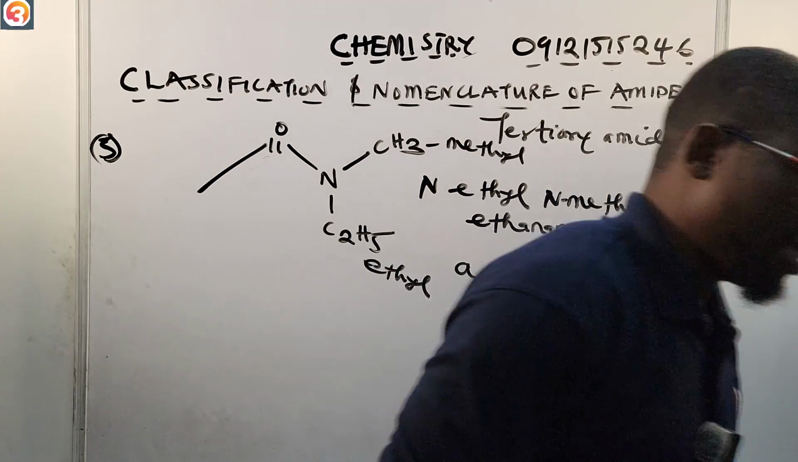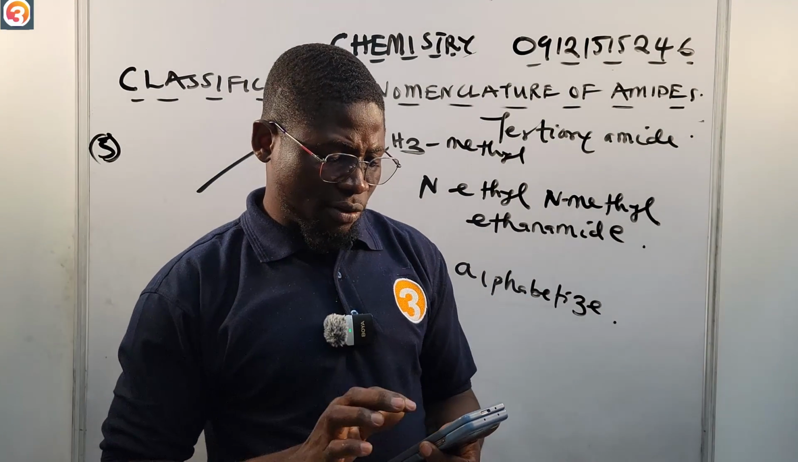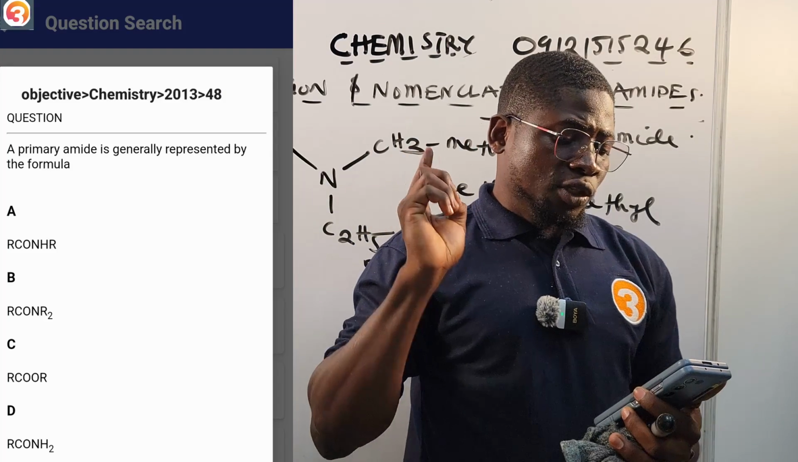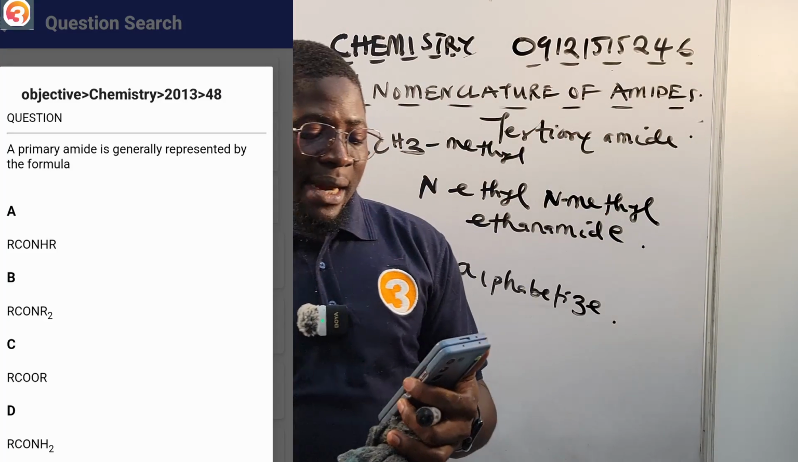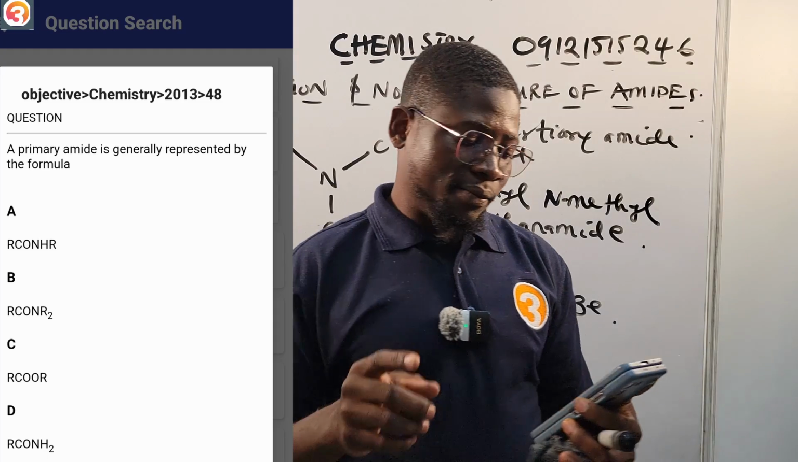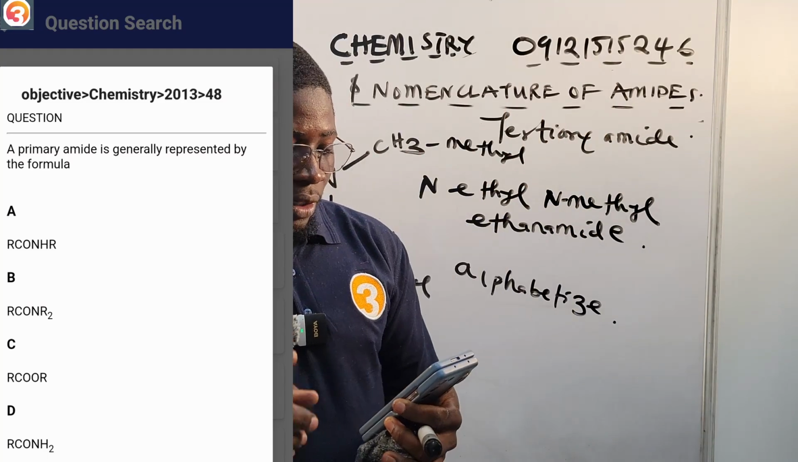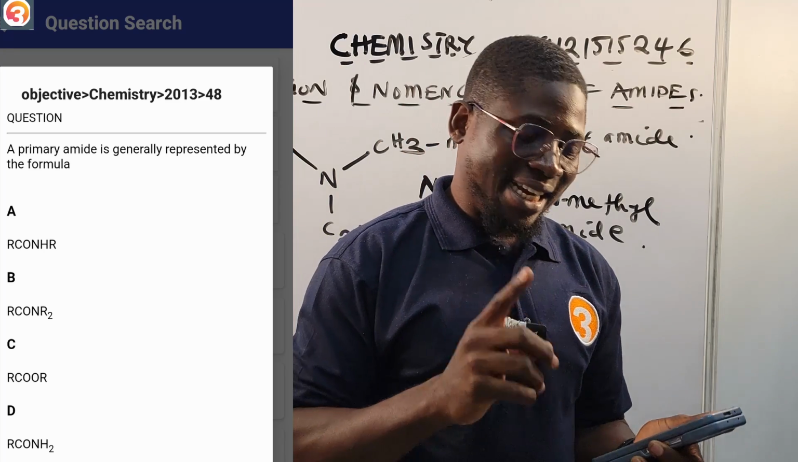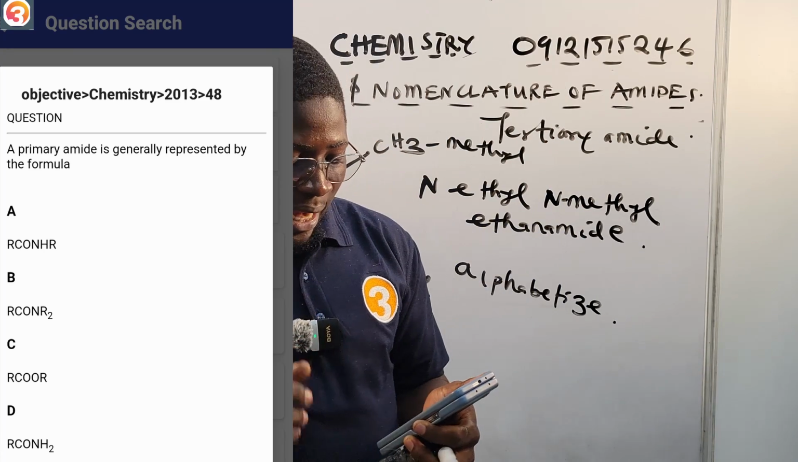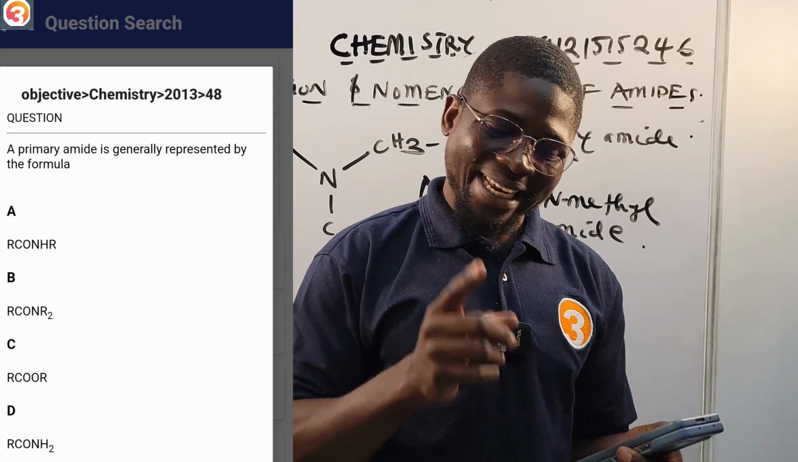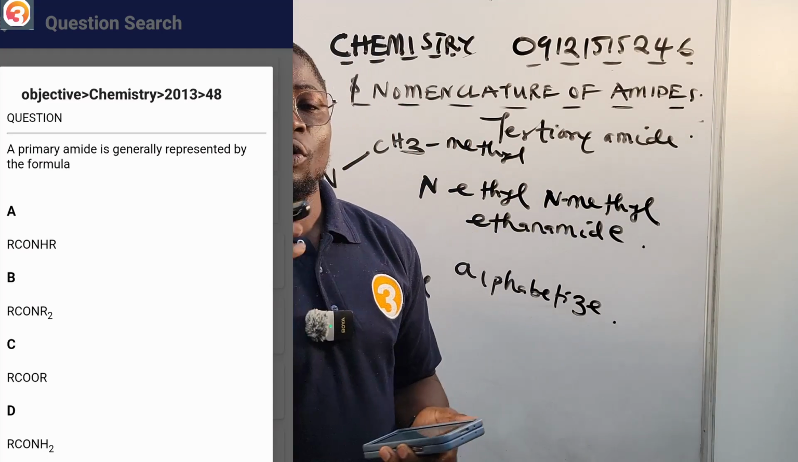Okay, so now that's how to name amides. I'm sure that should be okay for you to understand. Now let's go to the O3 school JAMB. I've answered the question and we are out of this class. 2013 number 48. A primary amide is generally represented by the formula. If you look at the options very well, A is a secondary amide. B is a tertiary amide. C is an ester. D is a primary amide, RCONH2. So D will be the correct answer.